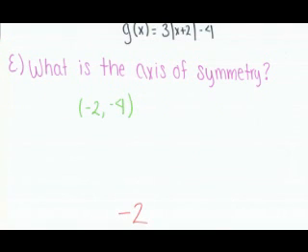Next, you would want to find your axis of symmetry. It'll help with when you actually graph it, and it's easy to locate. You can look at your vertex, and it would be your x. So in this case, x is negative 2. So that would be your axis of symmetry as well.